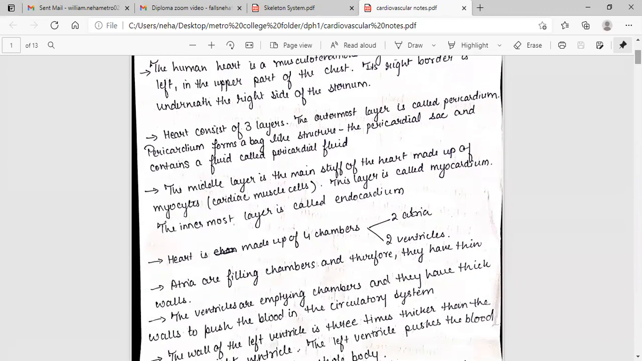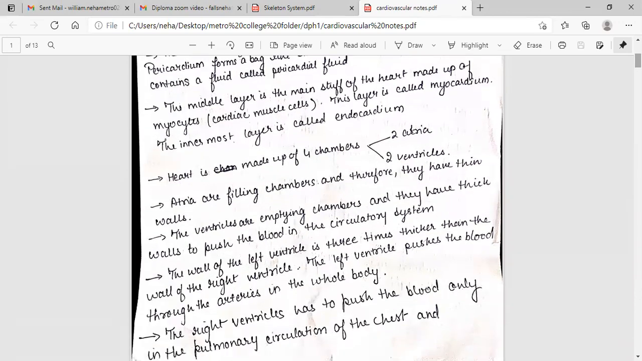The middle layer is the main stuff of the heart, made up of myocytes. This layer is called myocardium, and the innermost layer is called endocardium. Heart is made up of four chambers, two atria and two ventricles. Atria are filling chambers and therefore they have thin walls. The ventricles are emptying chambers and they have thick walls to push the blood in the circulatory system. The wall of the left ventricle is three times thicker than the wall of the right ventricle.